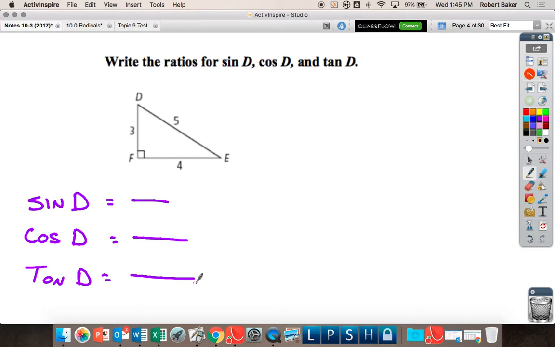So how much do you remember? What's the first thing I would recommend doing? Shade the angle. That way you know what angle you're working from. You're working from angle D. That's this angle right here.